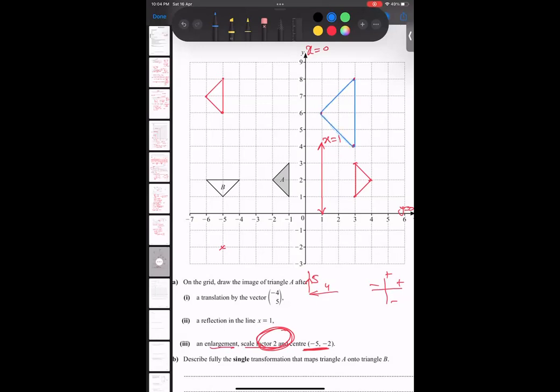So you can see that I got double. Each length is double. For example, this is 2 boxes, and this is 1, 2, 3, 4 boxes. This slant is 1 box, and this slant is 2 boxes. Everything is double.